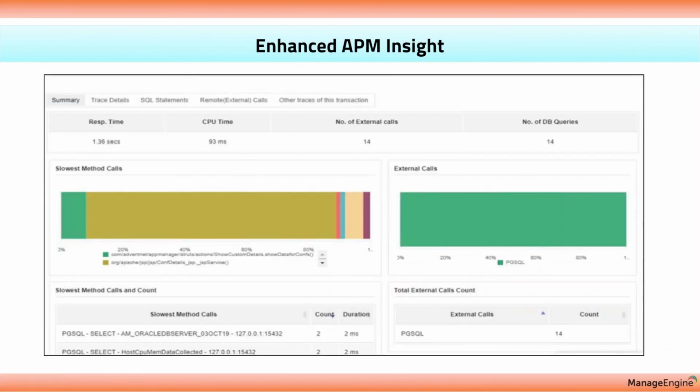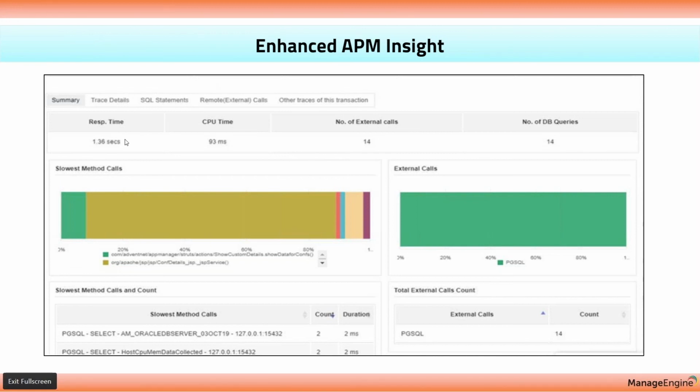Here you can see the slowest method call details along with the external calls. If you have any dependency on third-party services like any APIs or any external web service, we show you those details in our enhanced APM Insight, which will be available shortly.